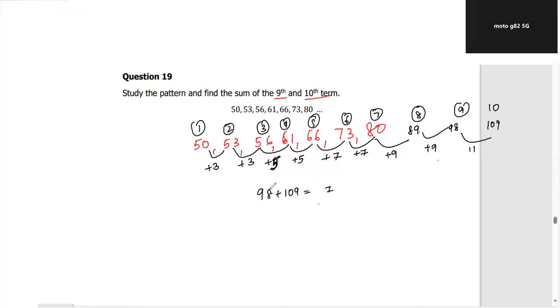So you get a 7, 1 carry, which is a 10, 1 carry. So it is 207. So the answer for this question is 207.